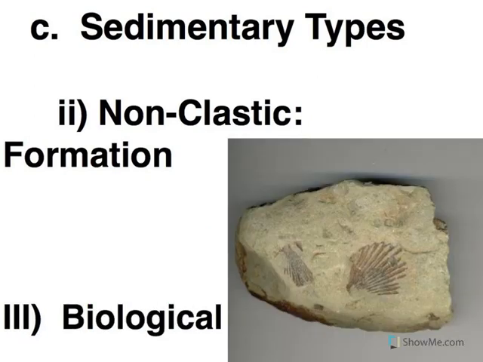You can also have biological formation. Remember that our mineral definition, it had to be inorganic, no plants or animals involved. In the case of sedimentary rocks, we can have plants and animals involved. Fossils count as sedimentary rocks. As the material breaks down from the plant or animal, that cements material together, and so that would be a non-clastic biological rock.